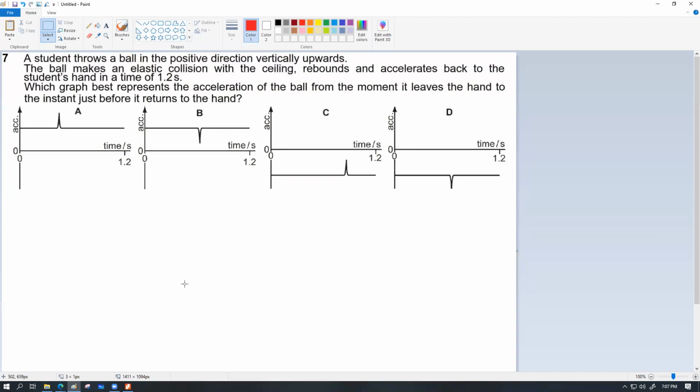Try to visualize the setup situation in your head. Try to visualize the setup in your head.